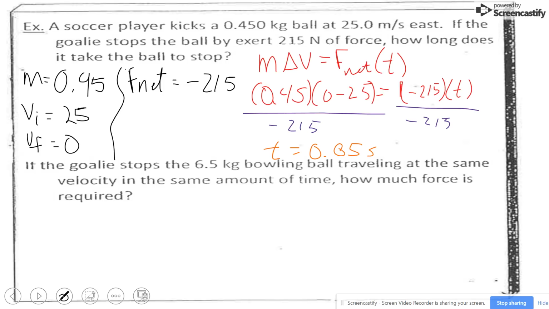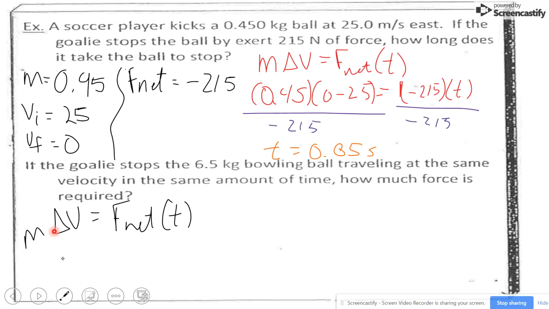So for the next part, if the goalie stops a bowling ball, which is 6.5 kilograms, traveling at the same velocity in the same amount of time, how much force is required? So we're going to start by just coming up with our formula first. We won't identify all the parts. So our formula, again, is going to be mass times change in velocity equals the net force times time. And since everything is being held the same except for our mass, it should change to be 6.5.